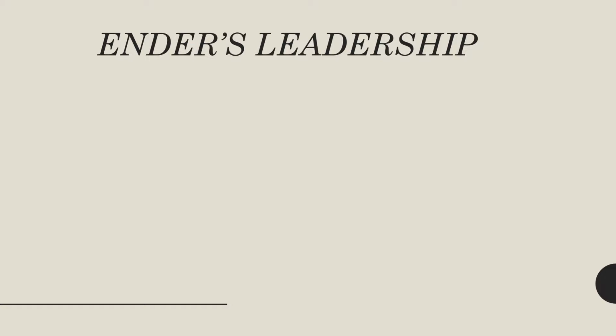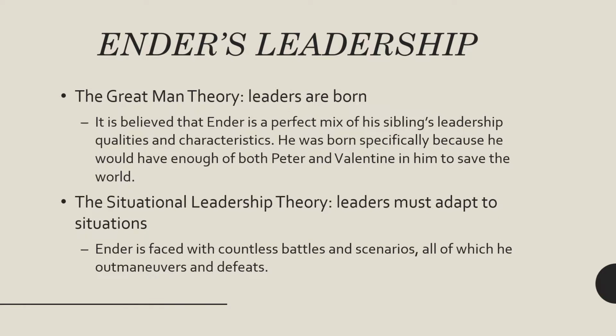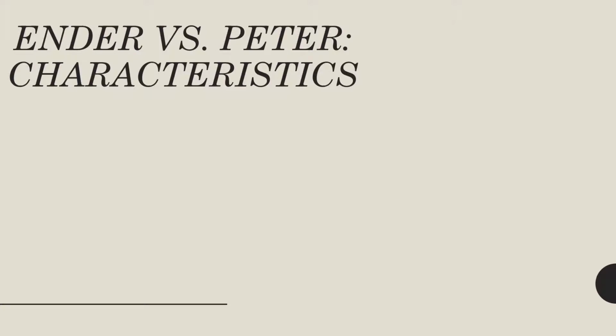Ender displays two styles of leadership. The Great Man Theory, which means that leaders are born as leaders. It is believed in the book that Ender is a perfect mix of his siblings' leadership qualities and characteristics. He was born specifically because he would have enough of both Peter and Valentine in him to save the world. He also shows the situational leadership theory, which means that leaders must adapt to situations. Ender is faced with countless battles and scenarios, all of which he outmaneuvers and defeats.